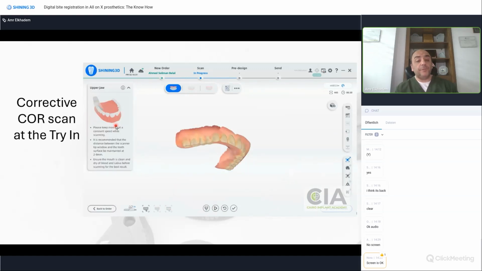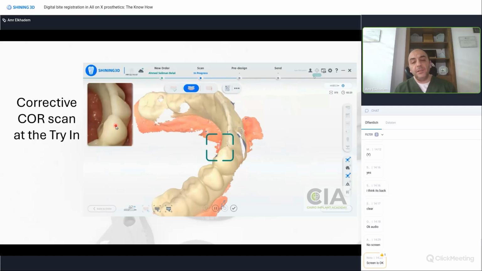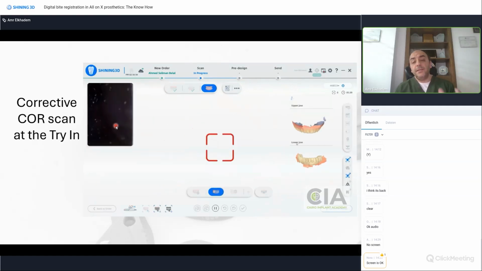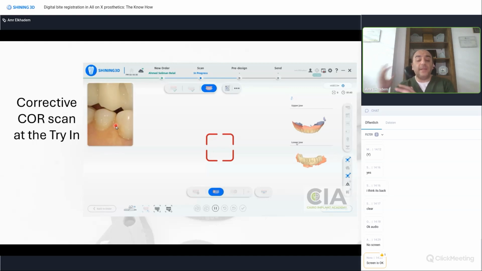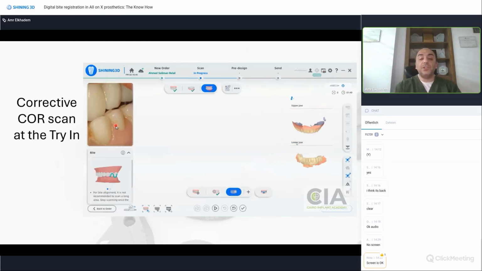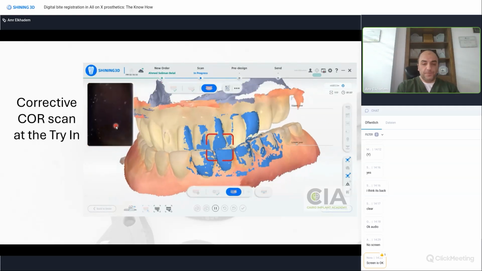So if your first scan with whatever technique you used before is not accurate, it's not a big deal. All you need to do is scan the arches with the try-in and send them back to the lab, and he will correct the jaw relationship of the original scans, and he can do the restoration in a better way. And this is actually very easy and very reliable to do.